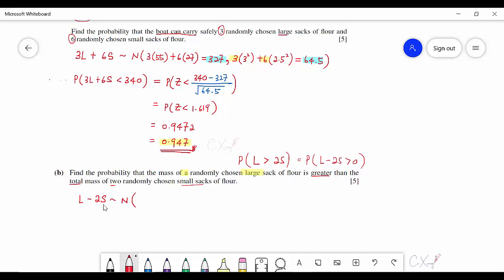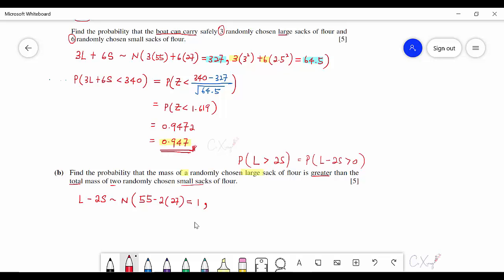Okay, to get the mean. So how to get the mean? It will be the mean of L, which is 55, minus 2 times the mean of S, which is 27. Okay, so 55 and 27, you get it from the question above, like on top, right? So for this part, you should get the value 1.